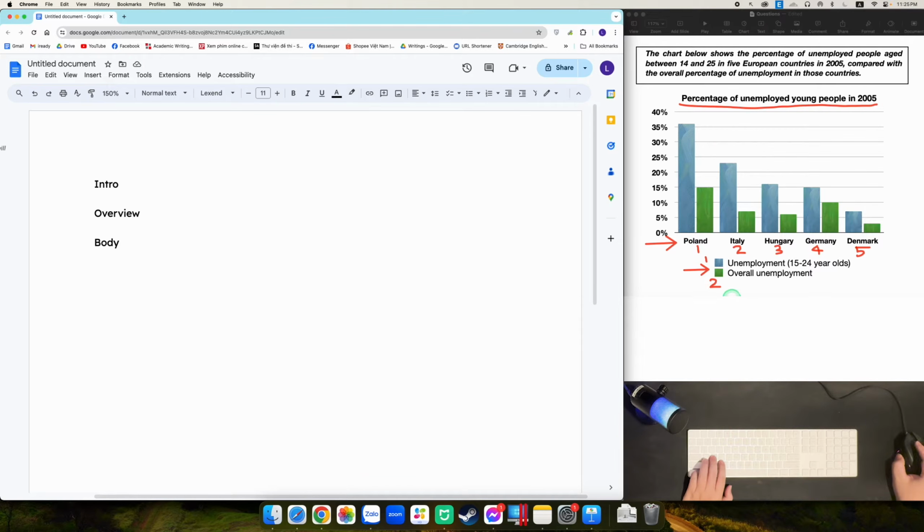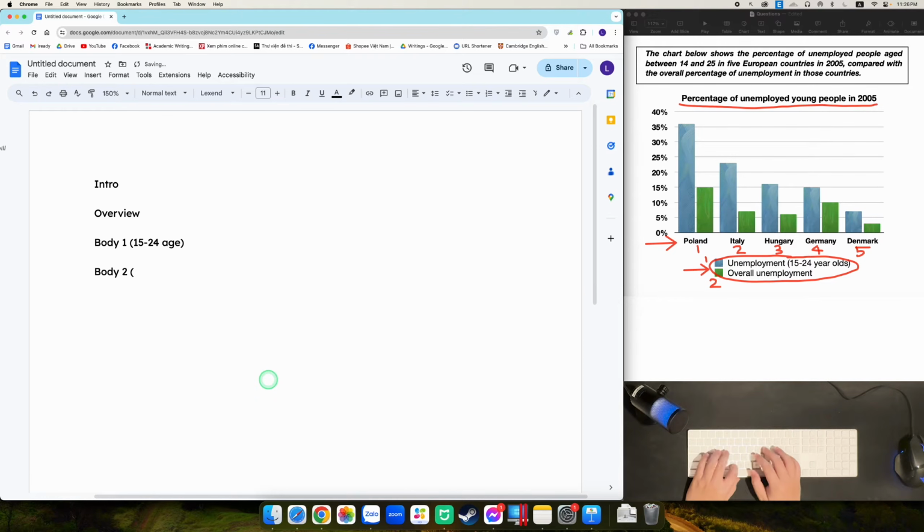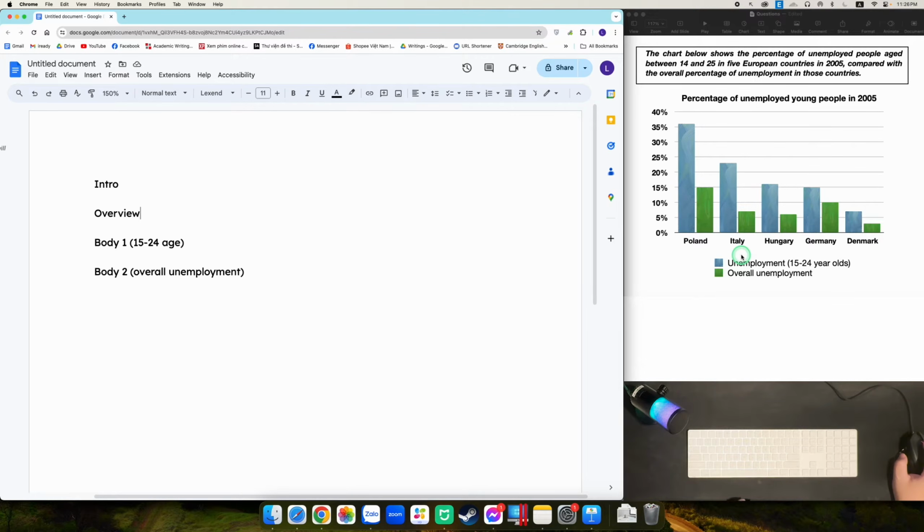So I'm gonna use this category for the logic of separating data, which I'll have one body for the 15 to 20-year-olds and another for the overall unemployment. For the overview, I'll write about 2 highlights of the graph. In particular, I'll make 2 comparisons for each category here. One comparison between the given countries, and a comparison between the age group.